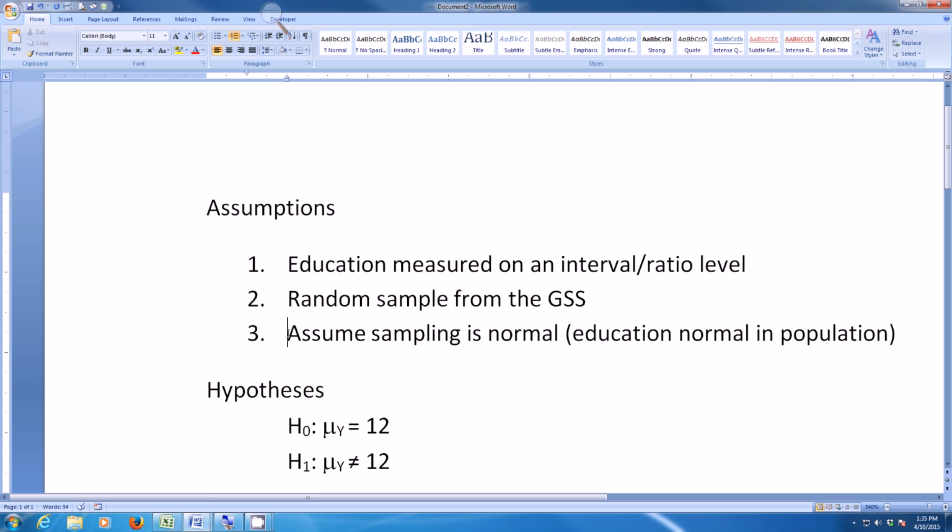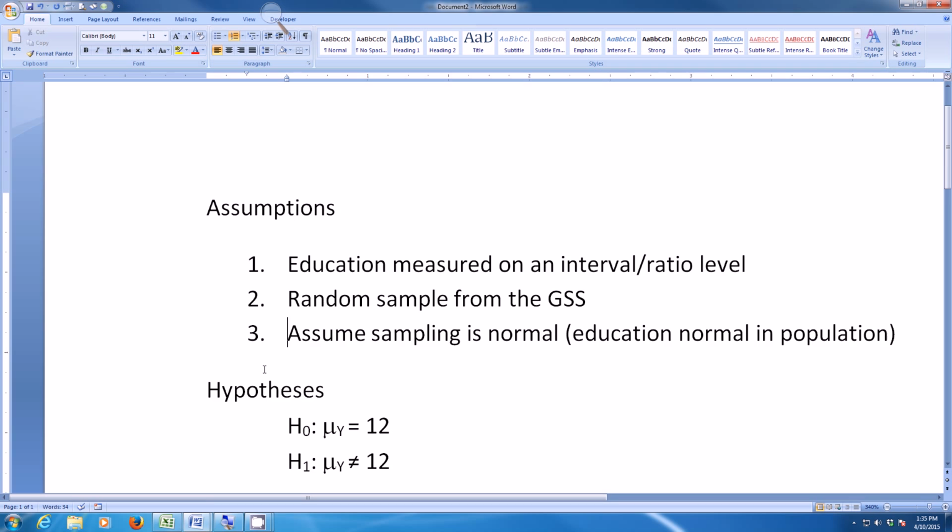Now, this might be somewhat problematic in this case because we've got a small sample of cases. Remember, the central limit theorem tells us that as long as we have a sufficiently large sample size, about 30 cases or more, the sampling distribution is going to be normally distributed. However, we only have 20 cases in this case. And so in order to guarantee that this assumption is true, we're actually going to have to assume that the variable education is normally distributed in the population.